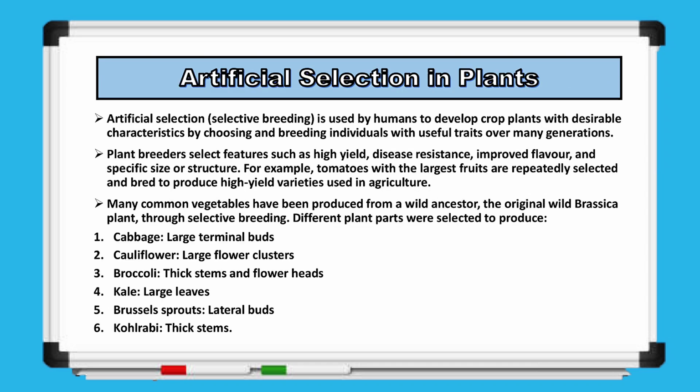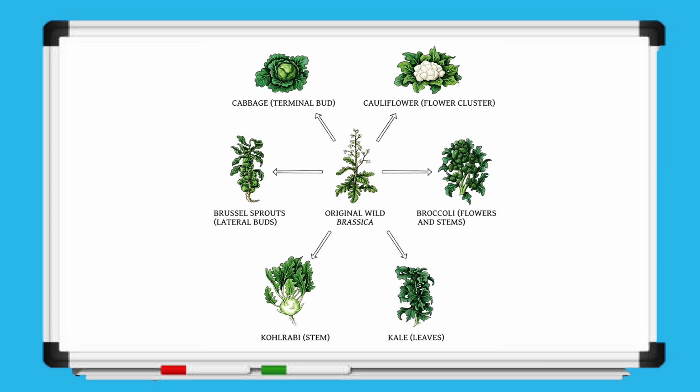Artificial selection is also clearly shown in plants such as Brassica oleracea, the wild mustard plant. All vegetables like cabbage, broccoli, cauliflower, kale, Brussels sprouts, and kohlrabi come from this single wild ancestor. Humans selected different plant parts over time. Cabbage was developed by selecting large terminal buds. Brussels sprouts were produced by selecting lateral buds along the stem. Broccoli and cauliflower were developed from flower clusters, with cauliflower having a denser flower structure. Kale was selected for large leaves, and kohlrabi for a swollen stem. Even though they look very different today, they all belong to the same species, changed only through selective breeding over many generations.